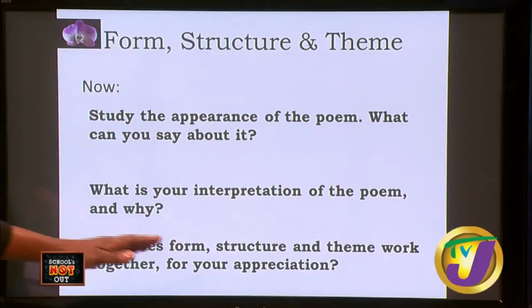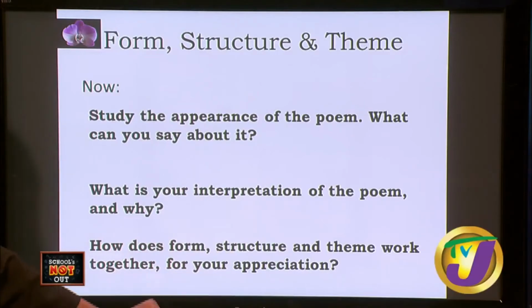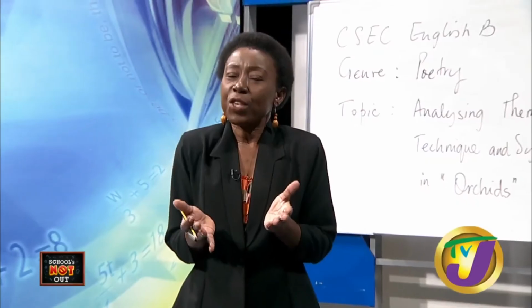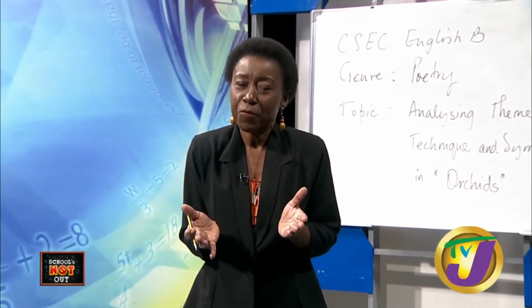Okay then. How does form, structure, and theme work together for your appreciation? So your appreciation can be, I like it or I don't like it. If you don't like it, it can be a lesson to you. I don't like it because whenever I read it, I just want to cry. Or I like it because whenever I read it, I really feel strong. I really feel happy. I want to smile. It makes me laugh. So that's appreciation. So how does the form, structure, and theme work together for your appreciation? How does the three make you able to say something really meaningful about the poem?